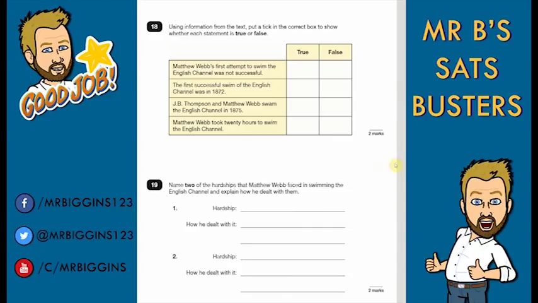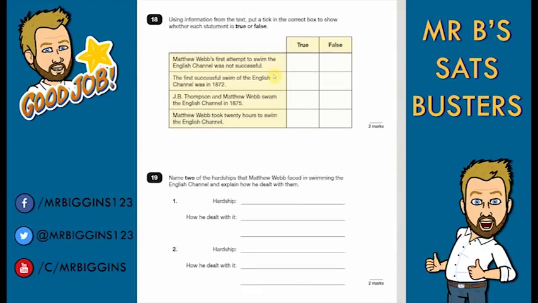Question 18 says, using information from the text, put a tick in the correct box to show whether each statement is true or false. So we have to tick whether this statement on the left is true or false. It's worth 2 marks. First one says, Matthew Webb's first attempt to swim the English Channel was not successful. That one is true because we found out in there, due to bad weather, he had to abandon it. Next one says the first successful swim of the English Channel was in 1872. That was false because that's when J.B. Thompson tried and he failed.